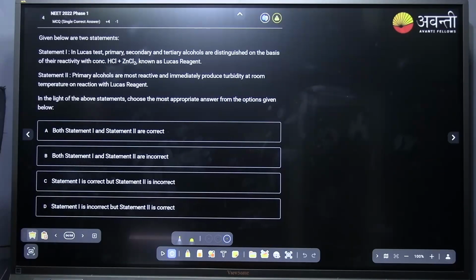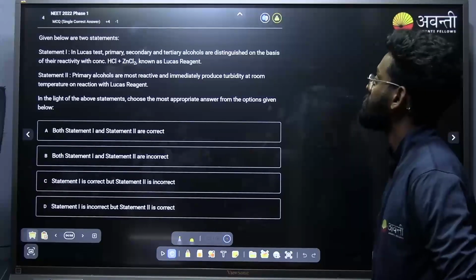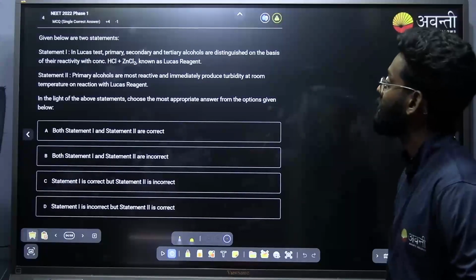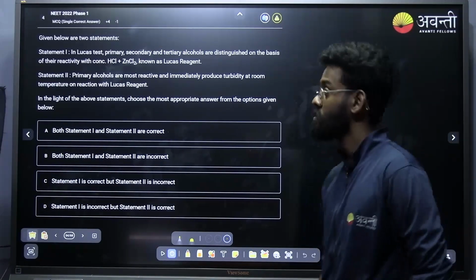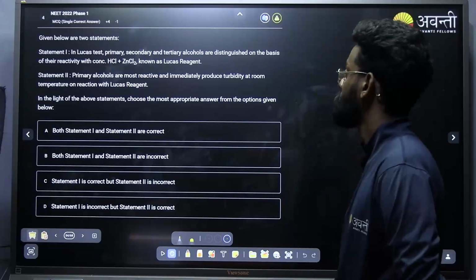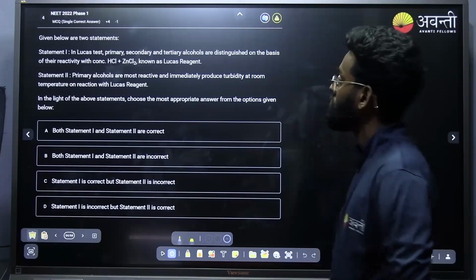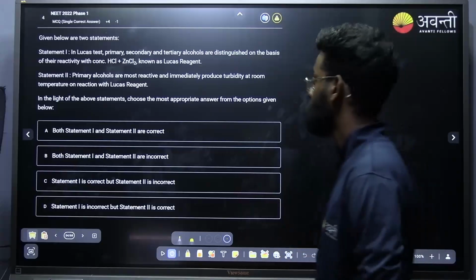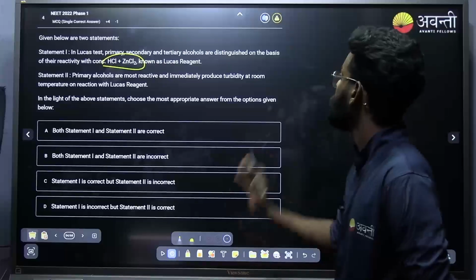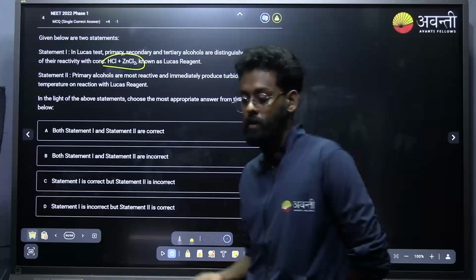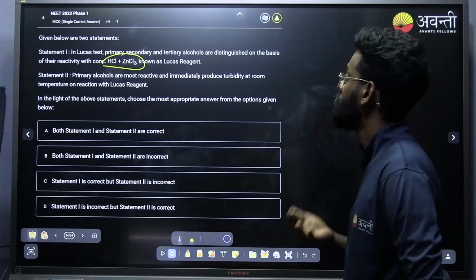Now the last and final question for you. In Lucas test, primary, secondary and tertiary alcohols are distinguished on the basis of their reactivity with concentrated HCl plus ZnCl2, known as Lucas reagent. Can I say the first statement is correct? Of course we can say it is correct. The Lucas test helps to distinguish primary, secondary and tertiary alcohols. They will give the reaction at different times. Tertiary will be giving it immediately.